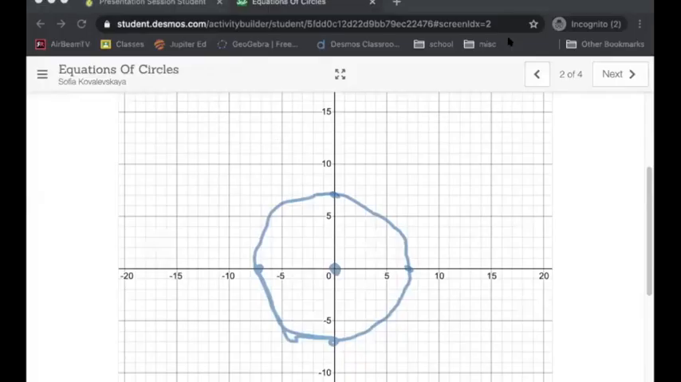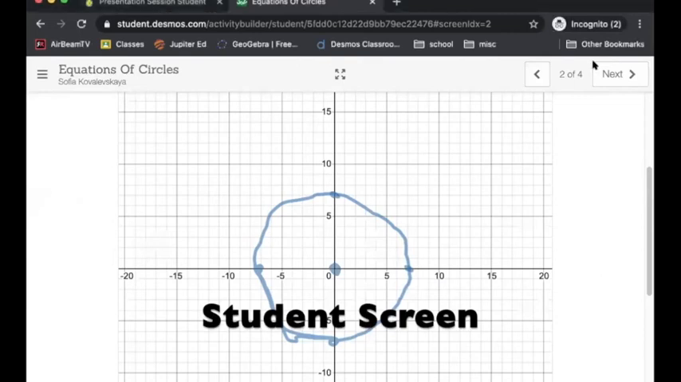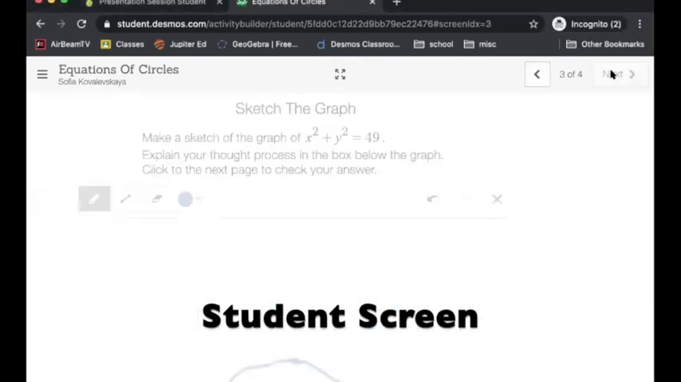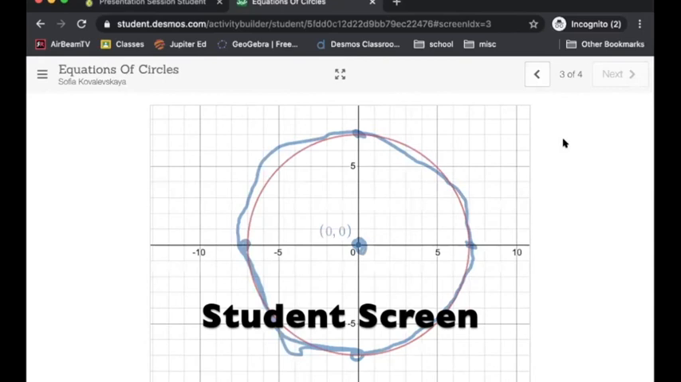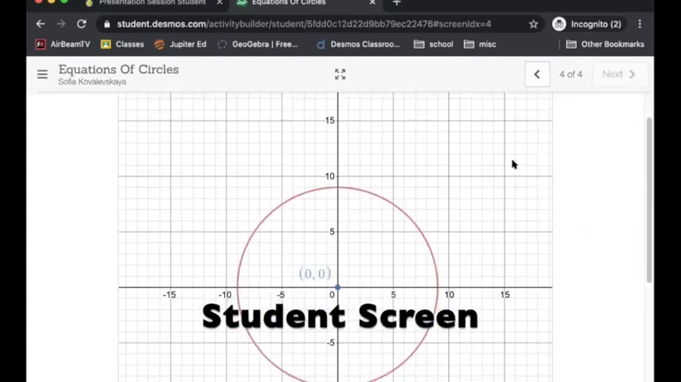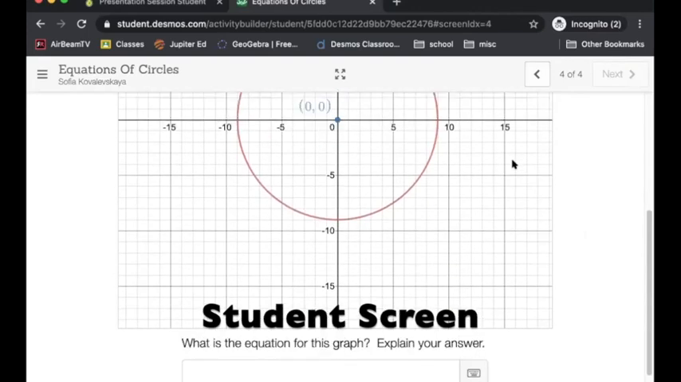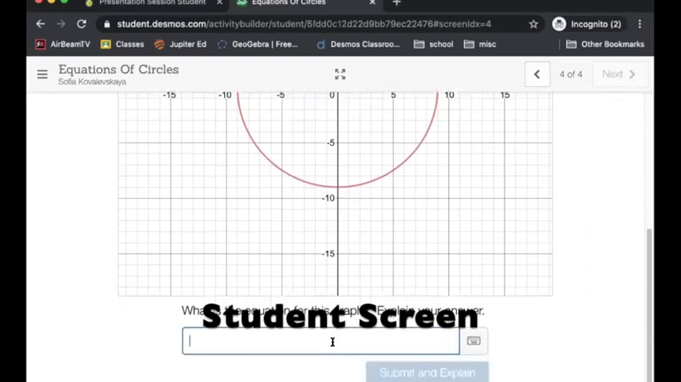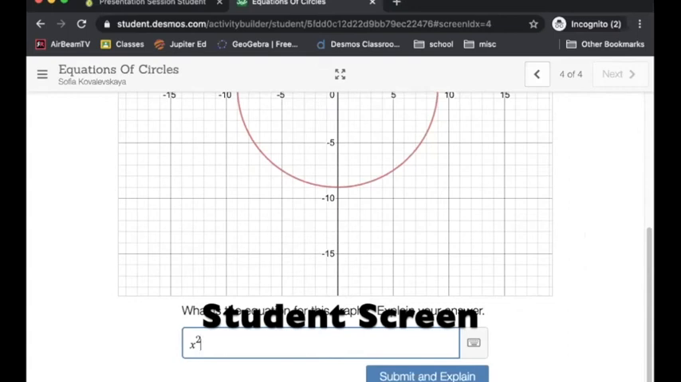If you go back to the Desmos activity, you can now look at the next page. If you click on next, it's going to put your answer superimposed on top of the actual answer, and you can see if your picture matches with the actual answer. Now you can go on to the next slide, and this one, they're giving you a graph and they're asking you, can you figure out what the equation of this graph is? So if you would, type your answer into the box.